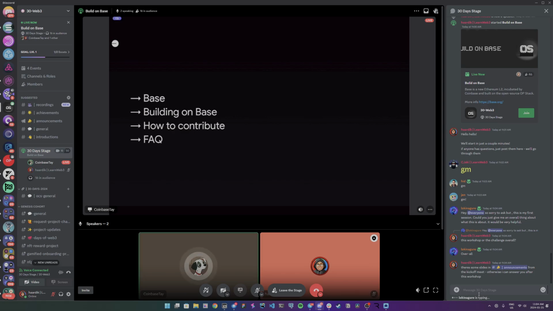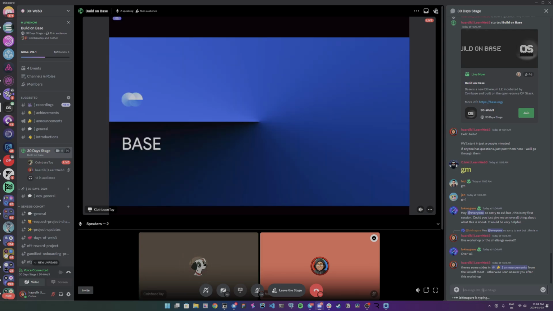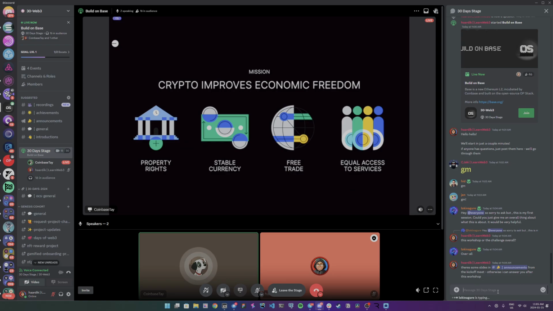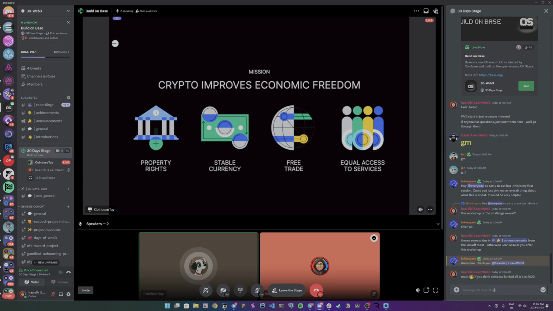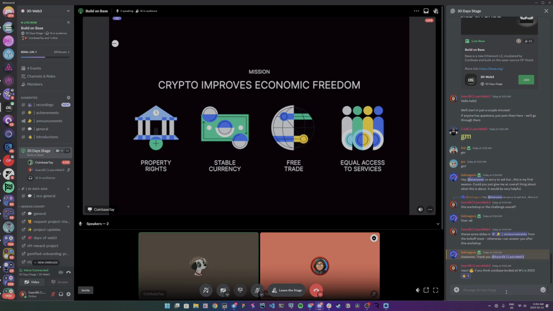Base. So before I can get started on Base itself, I need to provide you with a little primer on Coinbase as a company. At Coinbase, our mission is to increase economic freedom in the world. What this means to us is to do things like enable property rights for people so that they can own what they own, provide stable currencies to people so that the value of their money doesn't get inflated away. Also free trade, so being able to send and receive money across borders, no matter where you are in the world, and also providing equal access to financial services to people no matter where they are in the world as well.